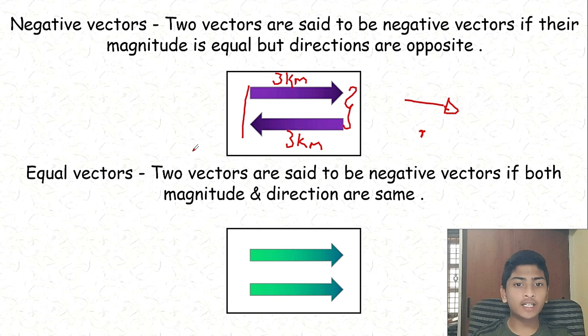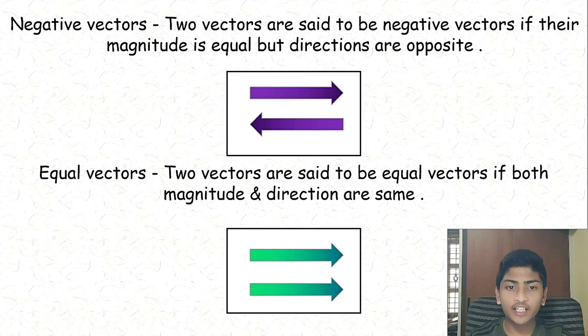Now equal vectors. Two vectors are said to be equal vectors if both magnitude and direction are the same. Here in equal vectors both magnitude and direction are the same.